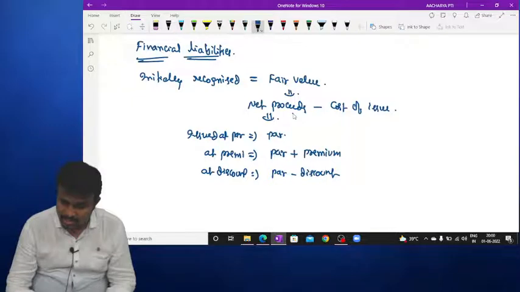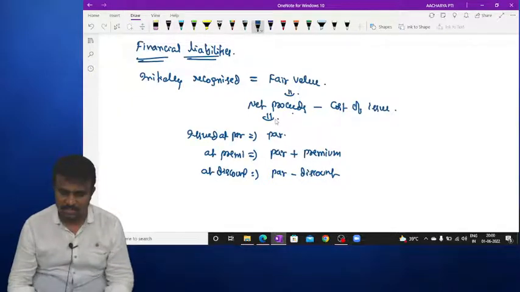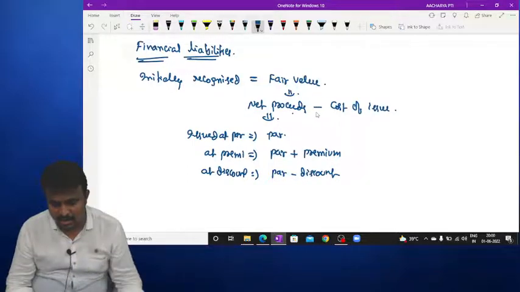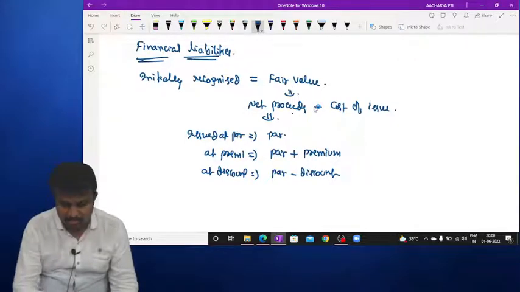Net proceeds minus cost of issue is said to be what? Fair value. So initially these debentures are recognized at fair value.